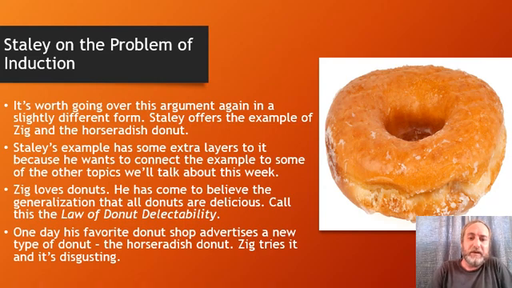So here we have this guy Zig, and he loves donuts. He's a donut freak. And he has come to believe the general rule that all donuts are delicious. So let's call this law the law of donut delectability. Then one day, Zig strolls into his favorite donut shop for his usual 6 donuts that he eats every day. He sees they're advertising a new type of donut, a horseradish donut. Zig says, well, never tried that, and I love donuts, so let's give it a shot. And he tries it, and woo, it's disgusting. Not good.